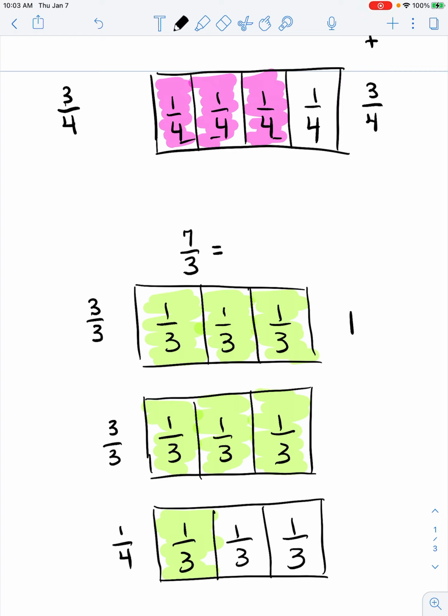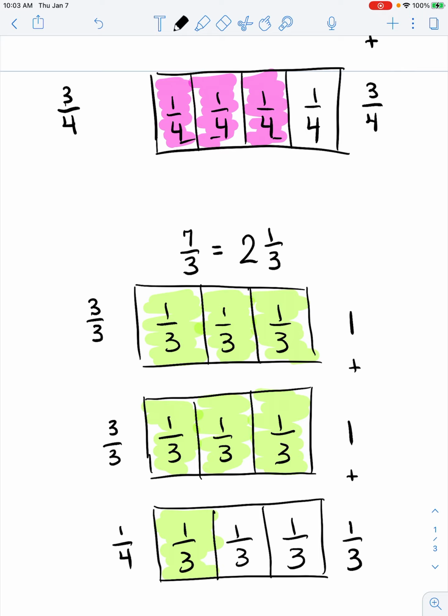Well, this is 1 whole, this is 1 whole, and this is 1/3. And so together we have 1 plus 1, which is 2, plus 1/3, which is 2 and 1/3.